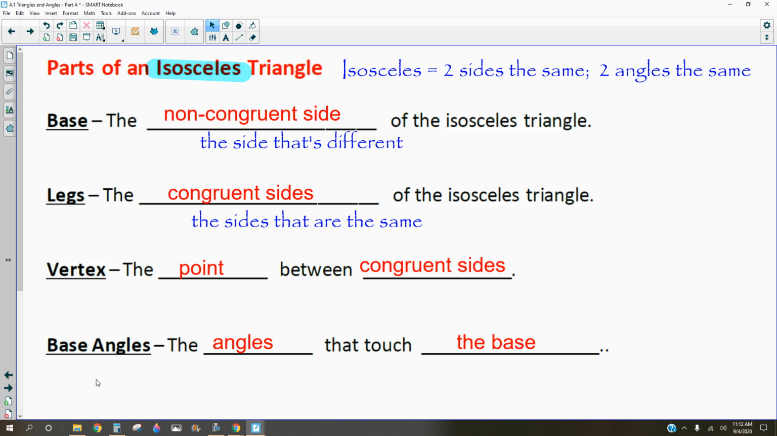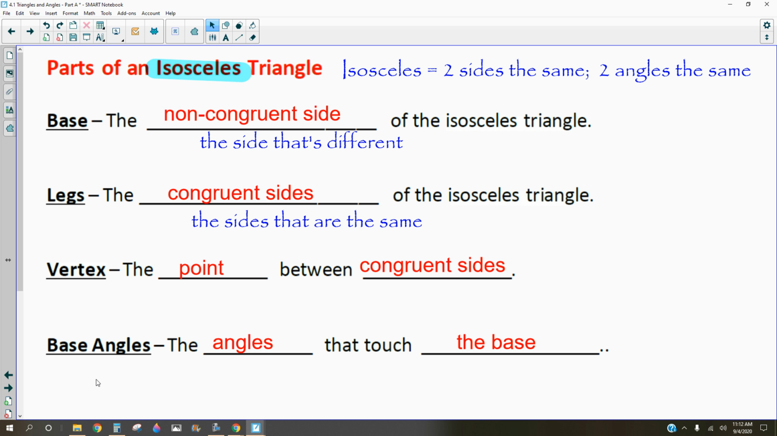The base doesn't have to be at the bottom. Don't let that trick you. The base can be anywhere. It's just the one side that's different. The legs of the triangle are the sides that are identical. So the two matching sides are called legs. The one that's different is the base.